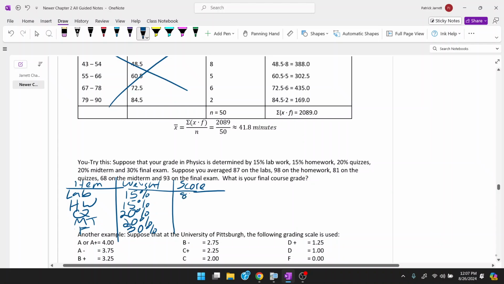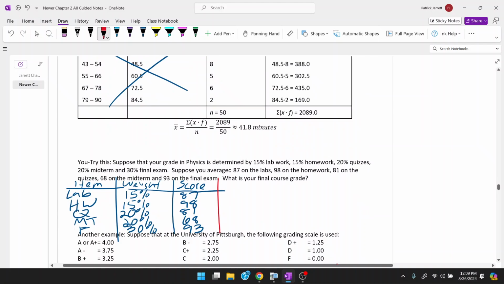So you get 87 on the labs, 98 on the homework, 81 on the quizzes, 68 on the midterm, and a 93 on the final. I want you to figure out that final grade. And it's easy. You multiply the weights by the score and just simply add them together.